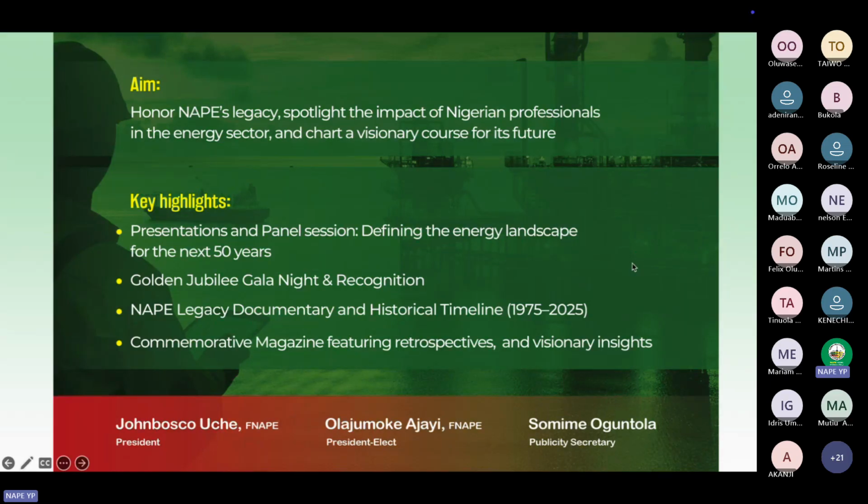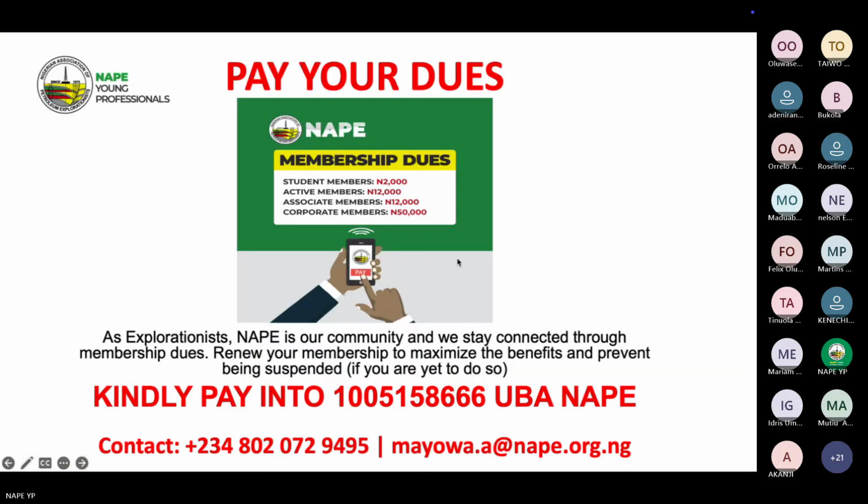Registration flyer for this will be coming out. So immediately you see the flyer, just click the link and quickly register. Because I tell you, you can imagine how many people will be coming in, and I'm very sure at some point registration will have to close. So please, this is a hint ahead of information. We are honoring NAPE legacy, spotlighting the impact of Nigerian professionals in the energy sector, and charting a visionary course for its future.